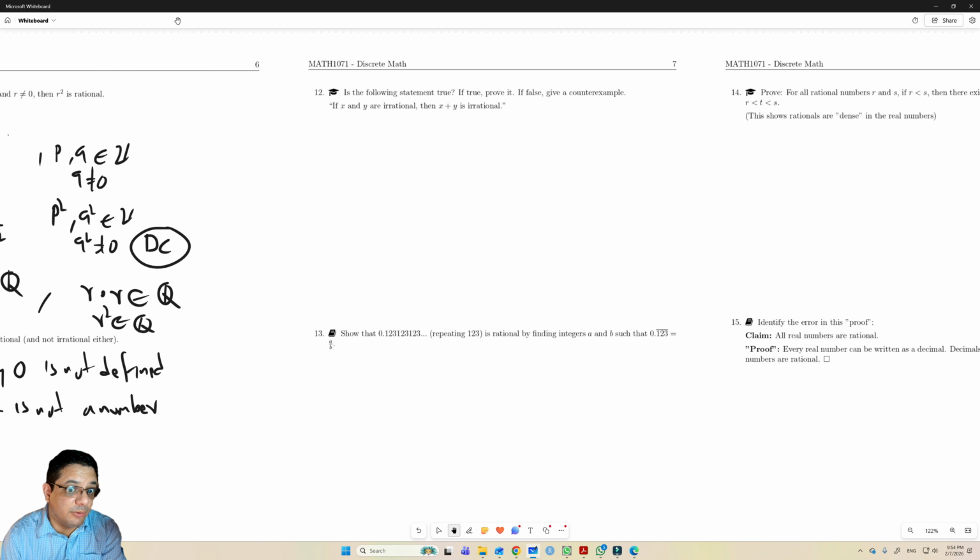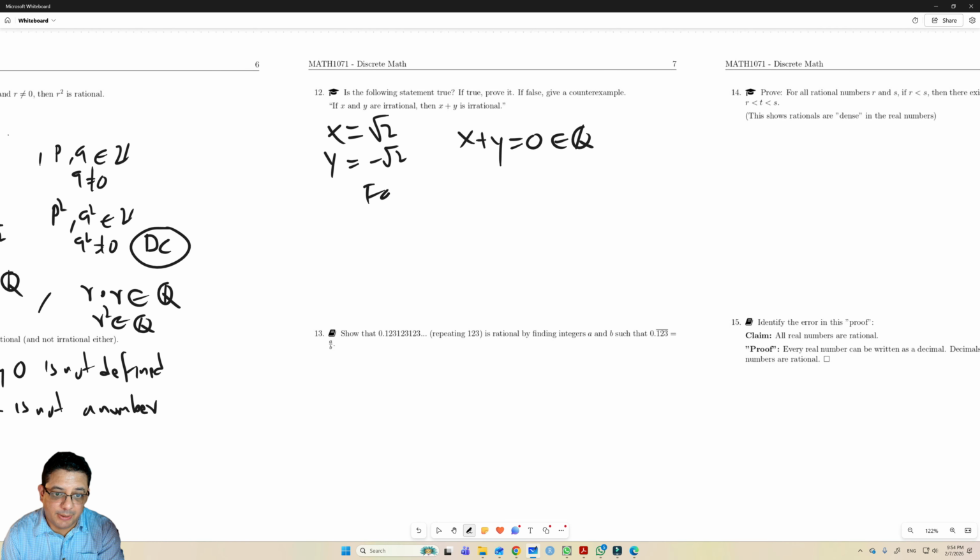We actually recently did a counterexample for something similar when we were using x equals the square root of 2 and y equals minus the square root of 2. Notice that x plus y was 0. That belongs to the rationals. So this is actually a false statement. And this is the counterexample that shows that this is false. The sum of two irrationals will not always give me an irrational.